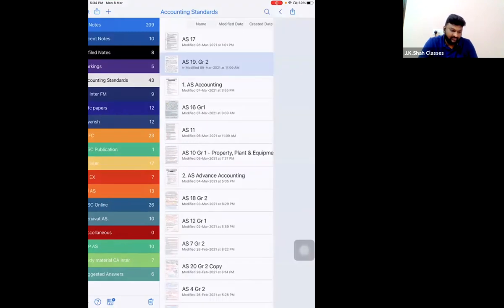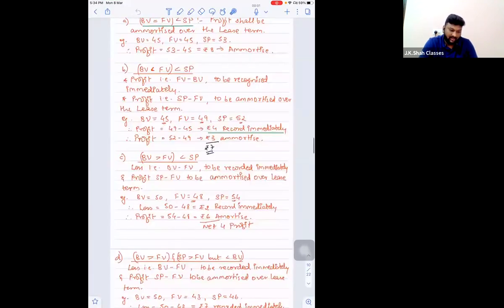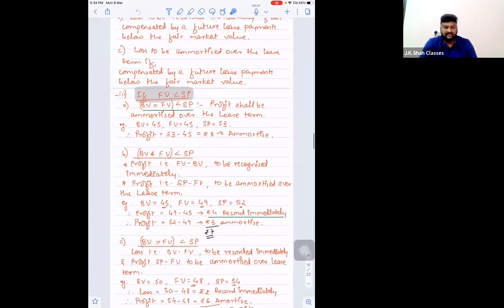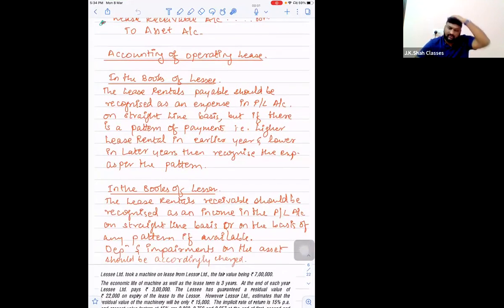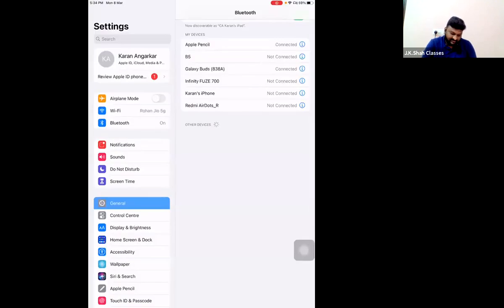Now, I think today we have to start with two last concepts of the topic. That is, first, accounting of the leases in the books of lessee and lessor for the operating lease. So we have to understand the accounting treatment of operating lease first, and then we have to conclude with one last part of the topic, that is with respect to sale and lease back. Right, that will take some time.